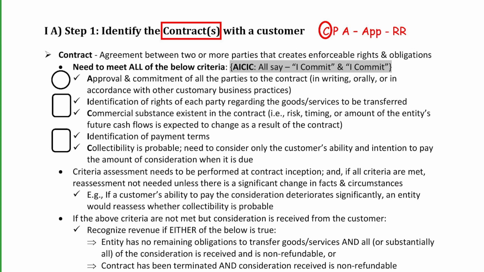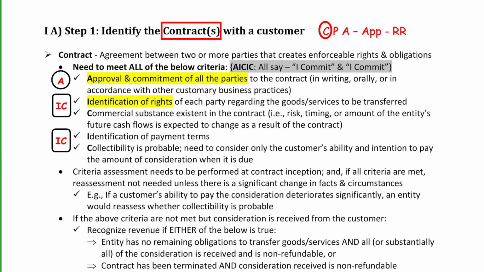So your mnemonic for the criteria for a contract is A, that's all, IC, where IC is I commit. So fill in the bubbles there. A, IC, and IC. So all say I commit and I commit. Where the A stands for highlight approval and commitment of all the parties to the contract. The first I is highlight identification of rights of each party regarding the goods or services to be transferred.